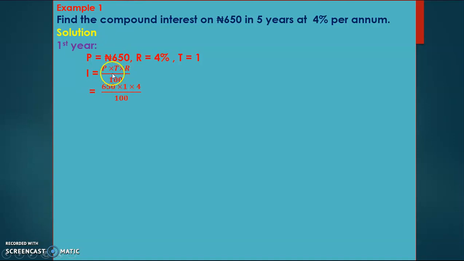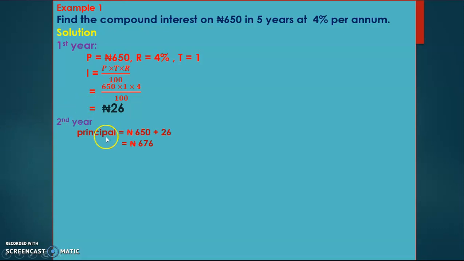Now this is the calculation. We know our P to be 650, our T, which is the first year, to be 1, then our R, which is the 4%. Then we will substitute everything back into this formula. So our interest is equal to 650 times 1 times 4 all over 100, and that will give us 26 naira for the first year interest. What we will do next is calculate the simple interest for the second year.